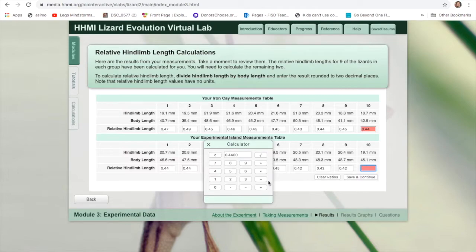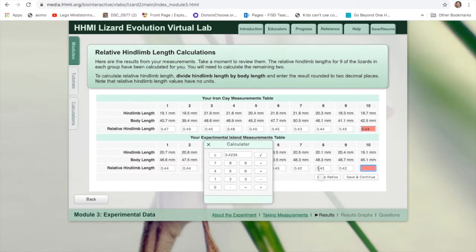And over here we have 19.1 divided by 45.1. 0.4235. Notice how all of these numbers are rounded off.